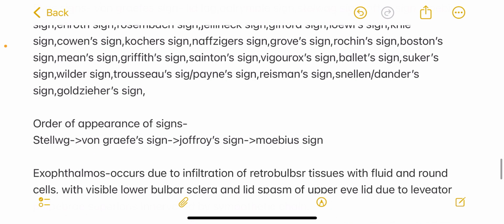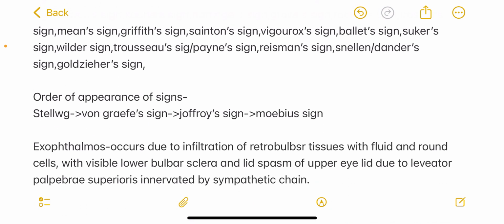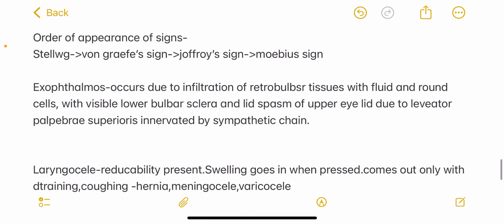Then exophthalmos, it is because of the infiltration of the retrobulbar tissues with fluid and round cells, with visible lower bulbar sclera and lid spasm of the upper eyelid due to levator palpebrae superioris innervated by the sympathetic chain. And laryngocele, in case of laryngocele, there can be reducibility which is present. So the swelling will go inside.